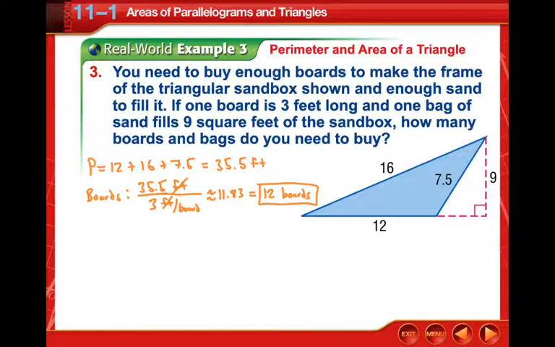So now we need to figure out the bag situation. So we need to find the area of our triangle. So that's going to be base times height divided by 2. Our base here is 12. We can ignore the dotted part of the base because we don't need that. But the 9 is our height. And it's divided by 2. So 12 times 9 divided by 2. It's going to be 108 divided by 2, or 54 square feet. So now we need to take that to figure out the number of bags.